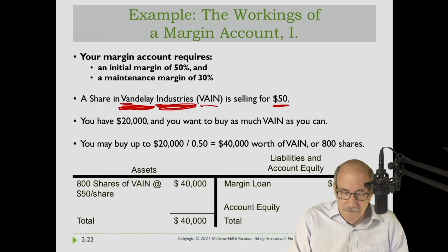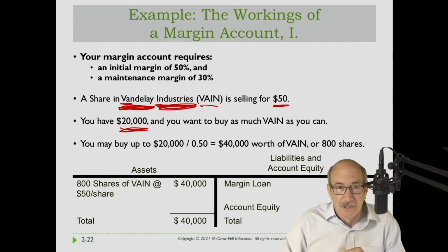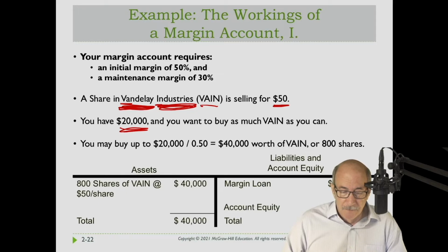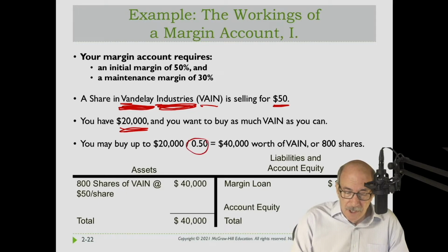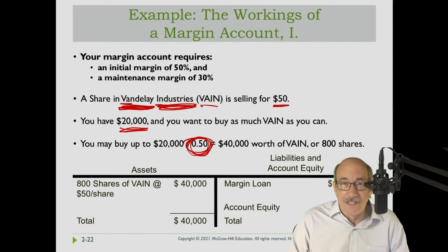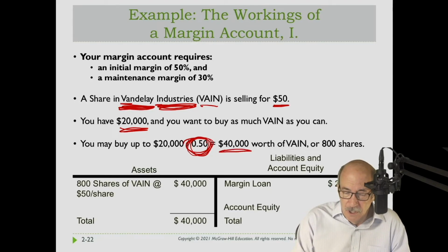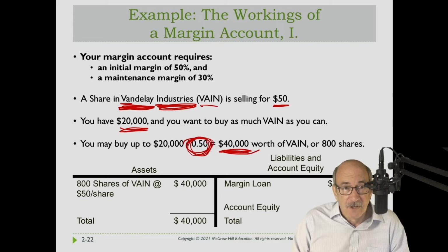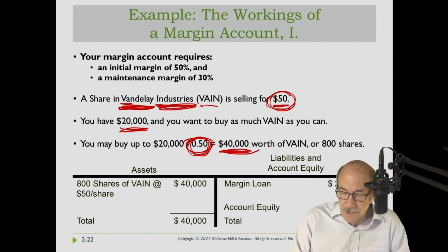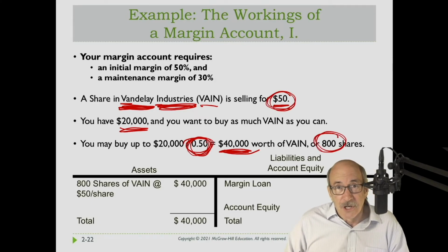Anyway, so the ticker is Vane. It's currently selling for $50. You have $20,000 in your own money, equity, net worth, whatever you want to call it, cash. And you would like to take full advantage of the money you can borrow from the broker. So with an initial margin of 50%, that means you can borrow an additional $20,000. So you have a total of $40,000 to invest in Vane. All right, at the price of $50 per share, that means you can buy 800 shares of Vane.